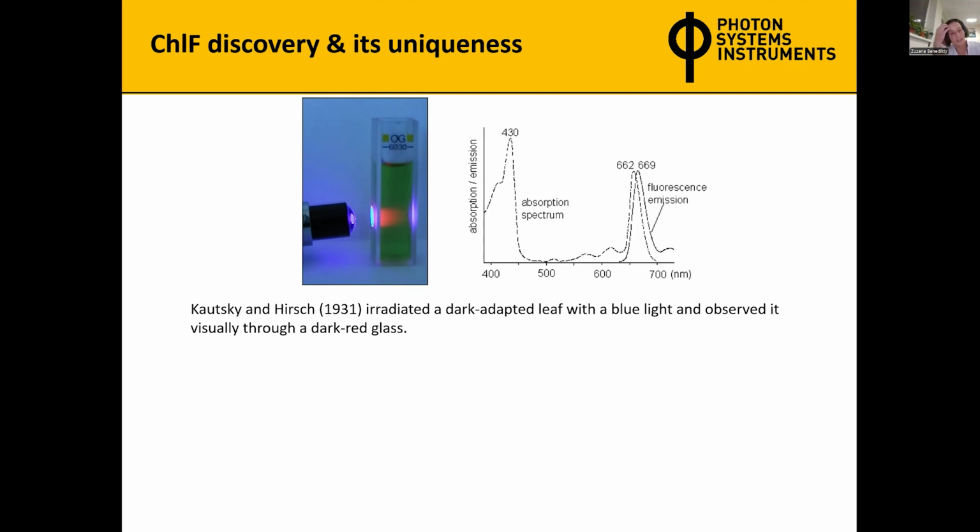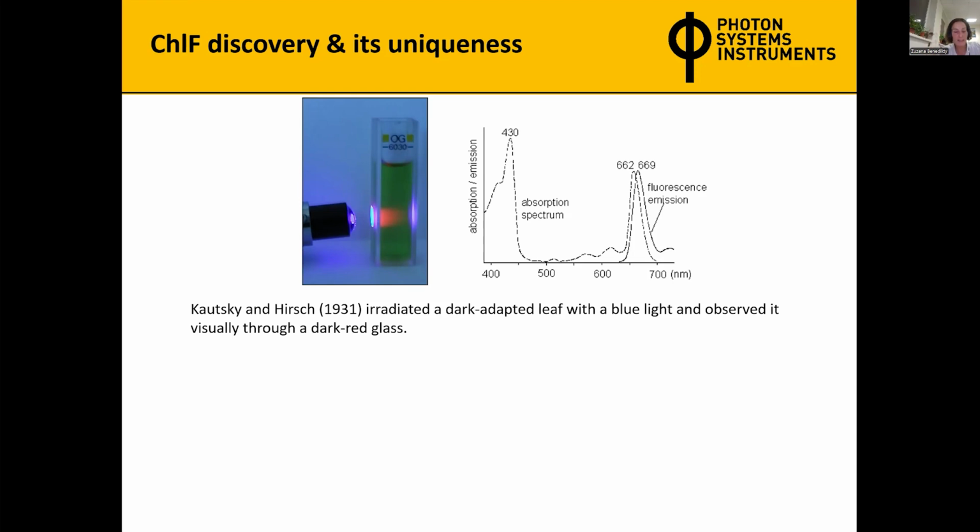This is probably known for a lot of years. And even chlorophyll fluorescence is known for a lot of years. Soon we will have the 100-year anniversary. In 1931, two guys, Kautsky and Hirsch, performed a nice experiment. They took a leaf that was adapted to dark, and they illuminated the leaf suddenly by light, and they were looking at the scene through dark red glass.